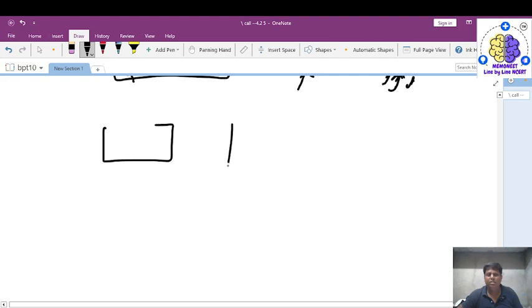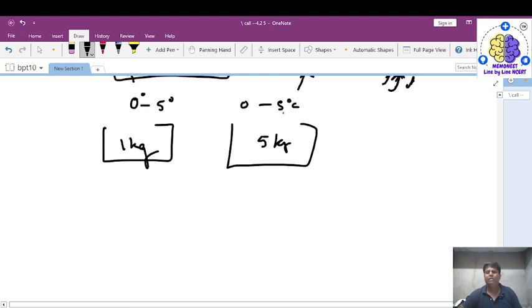Now suppose I have two containers, right? One container has a mass of 1 kg of a substance, and another container has 5 kg of the substance. For both containers, the temperature is to be changed from 0 degrees centigrade to 5 degrees centigrade. So what is the change in temperature to be brought over here? Delta T is equal to 5, and here also delta T is equal to 5. So delta T is kept constant, but in one container the mass is 1 kilogram, and in the other container the mass is 5 kilograms.